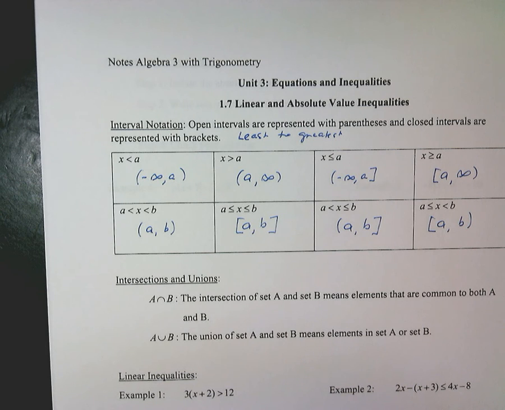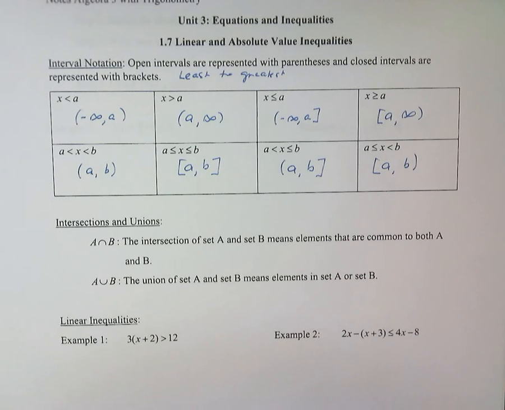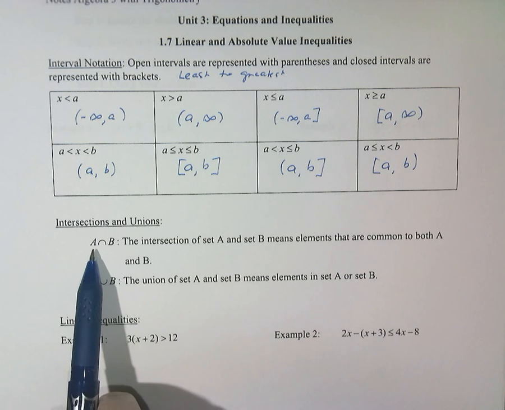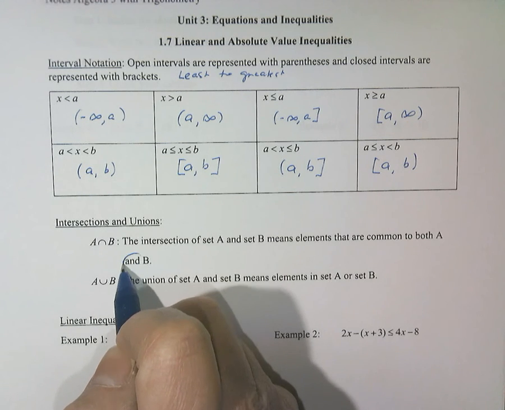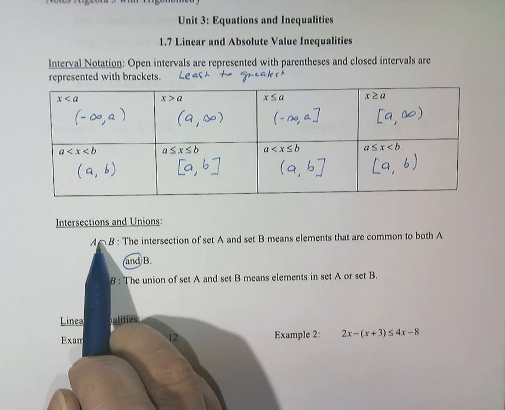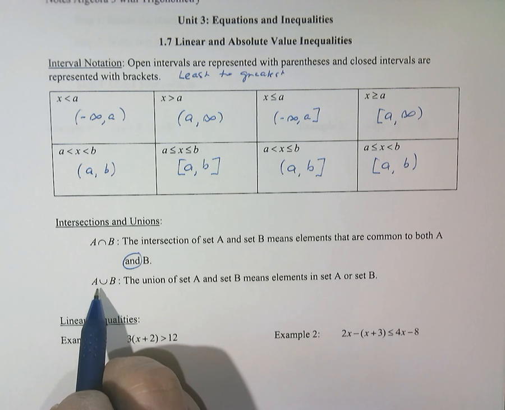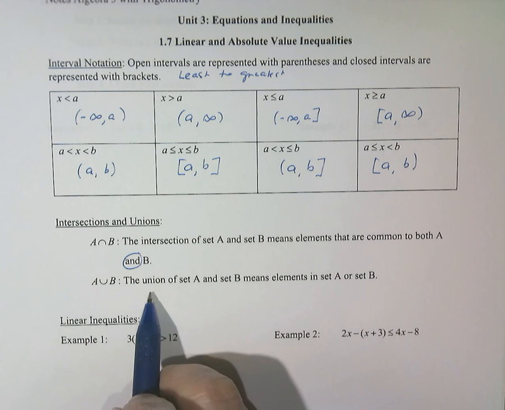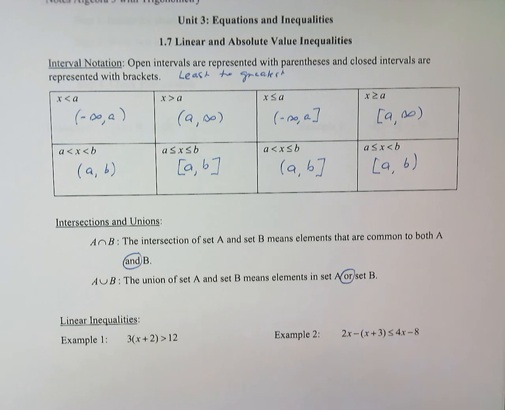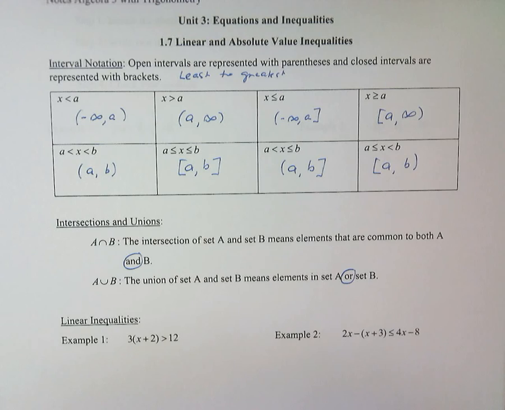So that's interval notation. The other thing you may or may not have seen in Algebra 2 was talking about intersections and unions. And I'm not going to stress a lot with this, it's just the opportunity to bring this up. If you're talking about the intersection of A and B, you're talking about A and B. And that symbol reminds me of an A. It means the elements that are common to both. In inequality, a lot of times we refer to it as overlapping. The union, where the symbol looks like a U, is an OR. So it means elements in set A or set B.